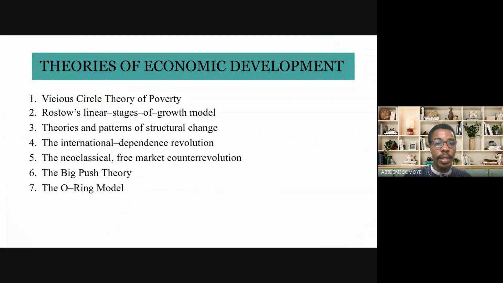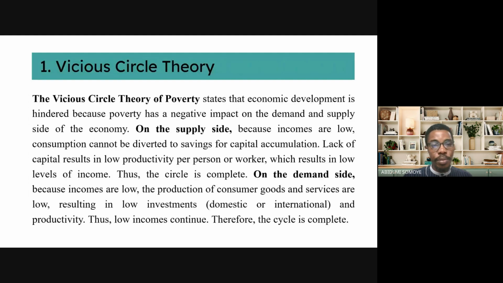Let's write on. We're going to take a look at these theories. Number one, vicious circle theory of poverty, or simply vicious circle theory. Number two, Rostow's linear stages of growth model. This should be quite popular. Number three, theories and patterns of structural change. Number four, the international dependence revolution. Number five, the neoclassical free market counter-revolution. Number six, the big push theory. And number seven, the O-ring model. So let's take a look at the first one, the vicious circle theory.